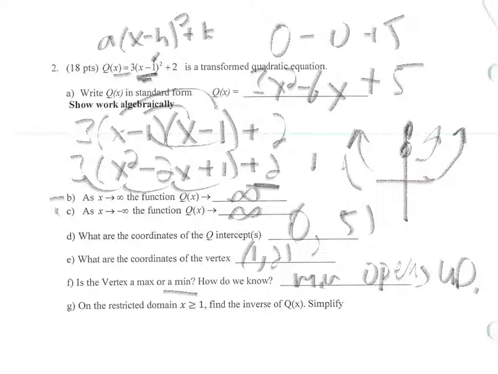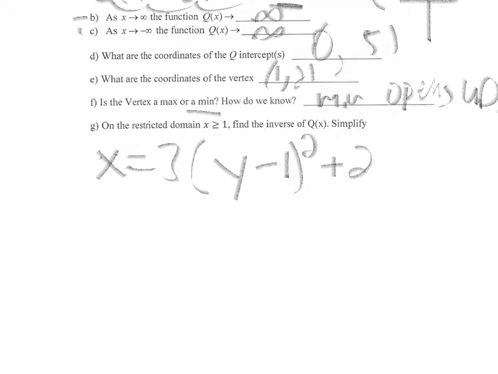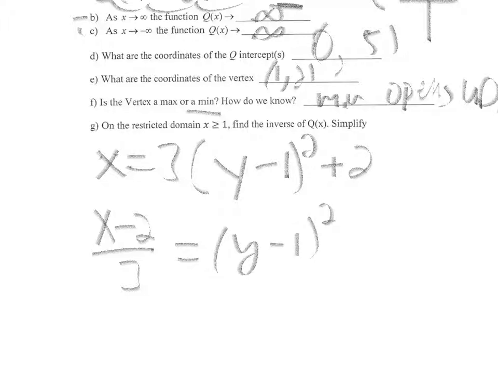And then we're going to find the inverse. So I swapped x and y. Now I'm going to solve this for y. I'll subtract 2. So x minus 2, I'll divide by the 3. And that leaves me the quantity y minus 1 squared. I've got to remove the square by square rooting.